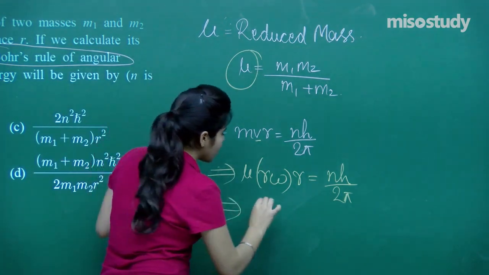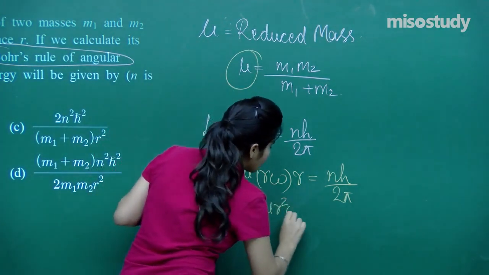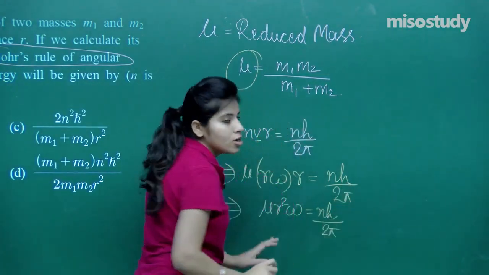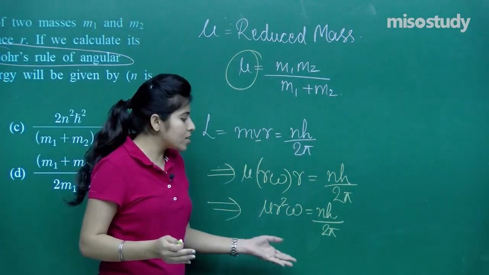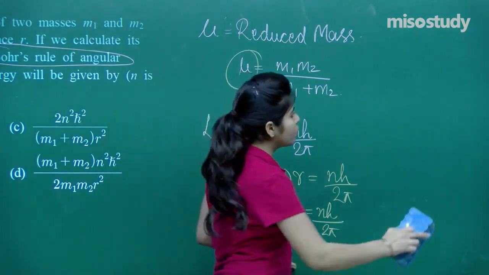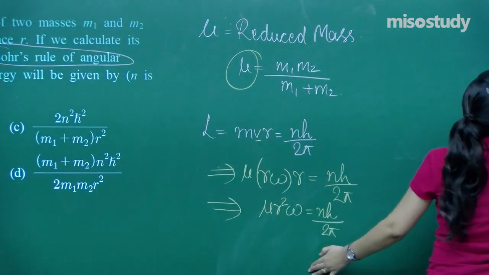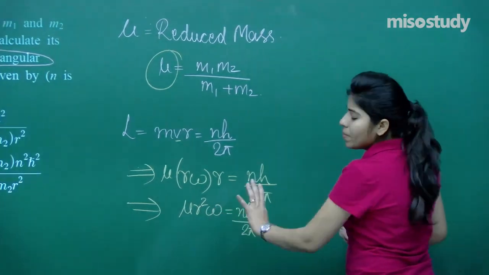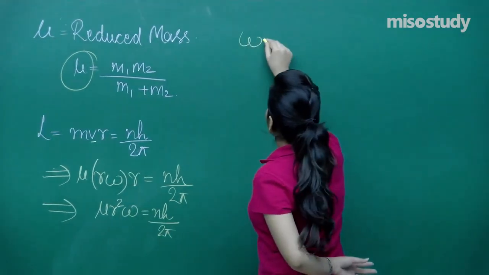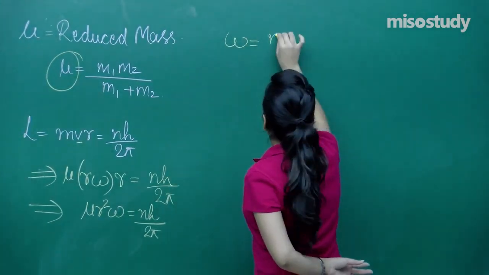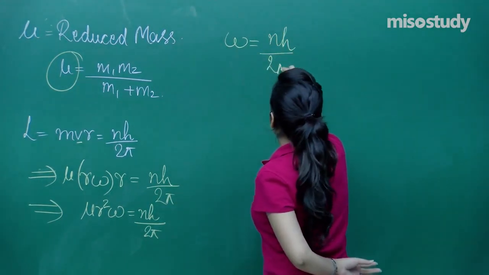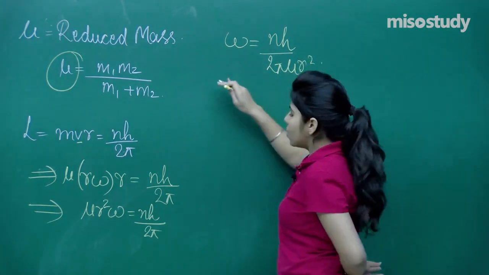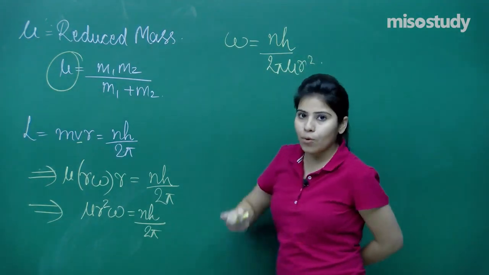So that means you have mu r square omega equals nh upon 2 pi. To find out the energy, let me just remove this and we will be finding out the value of energy. From here I can say that omega has come out to be nh upon 2 pi into mu r square. This is the value of omega.